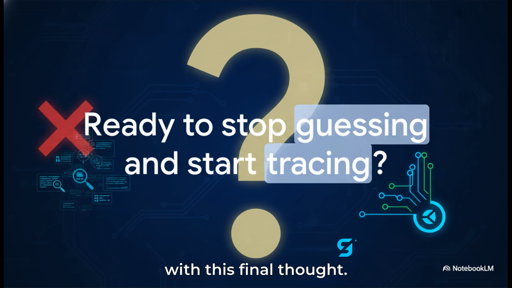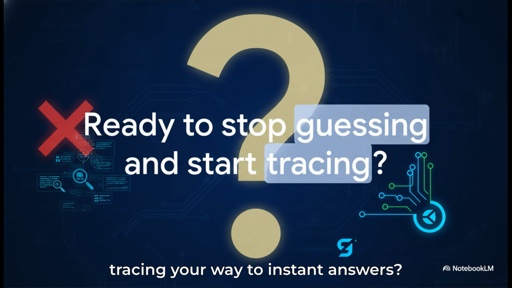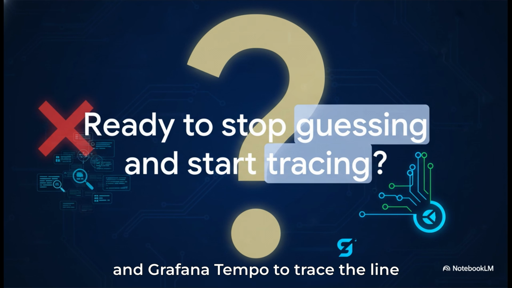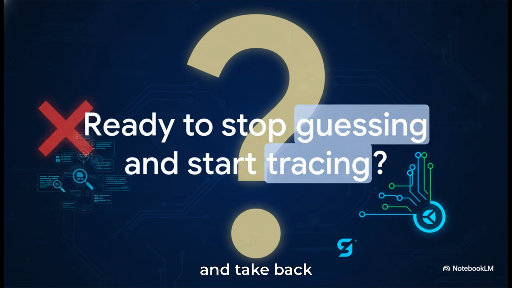So, I'll leave you with this final thought. Are you ready to finally stop guessing, ditch the endless log scrolling, and start actually tracing your way to instant answers? Next time that P1 alert fires, you now know exactly how to use the observability triad and Grafana Tempo to trace the lines straight to the solution. Get out there, set up some traces, and take back control of your systems.